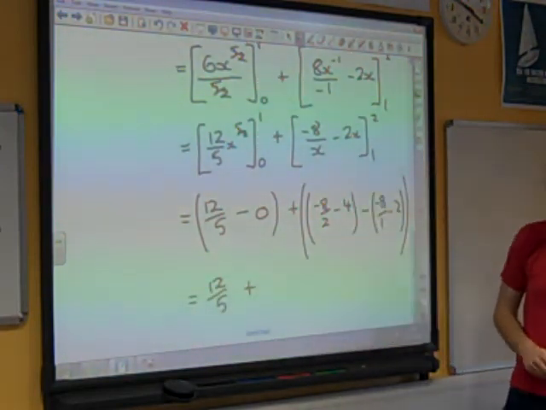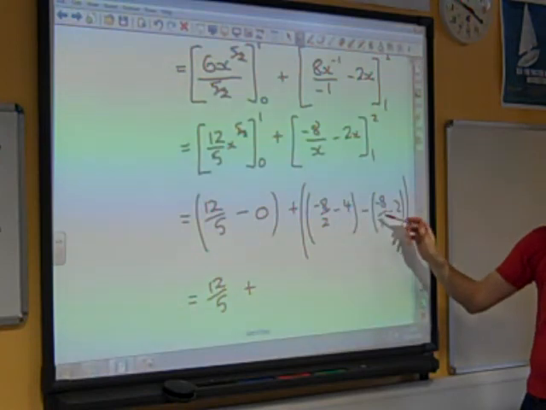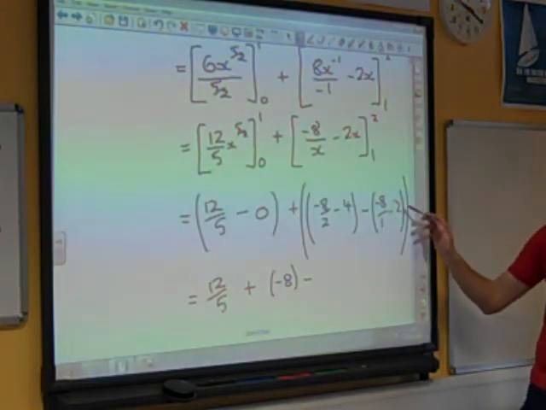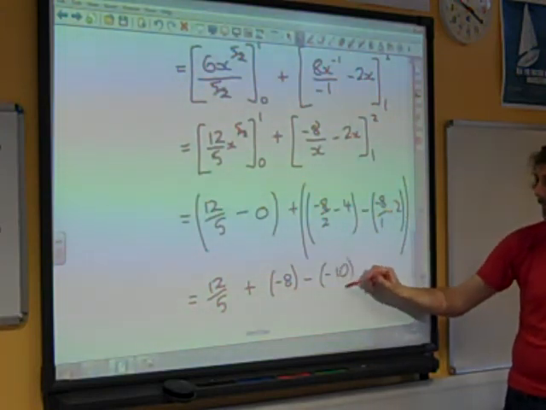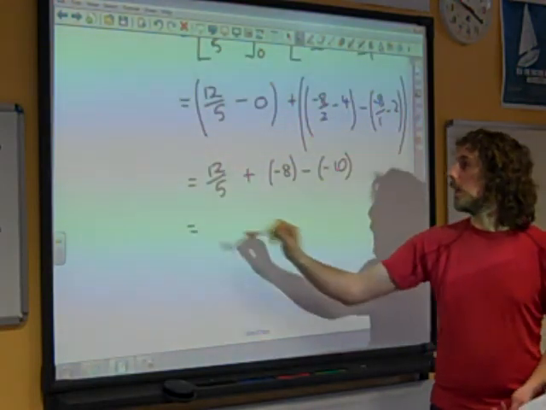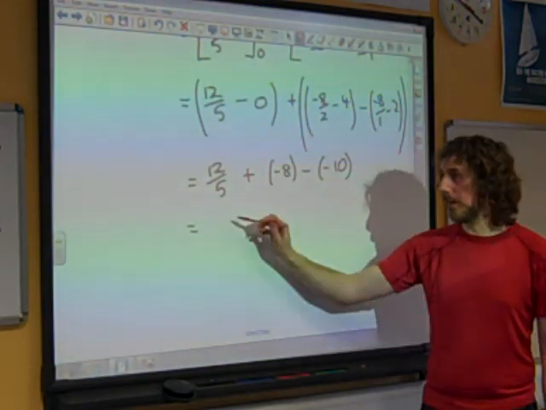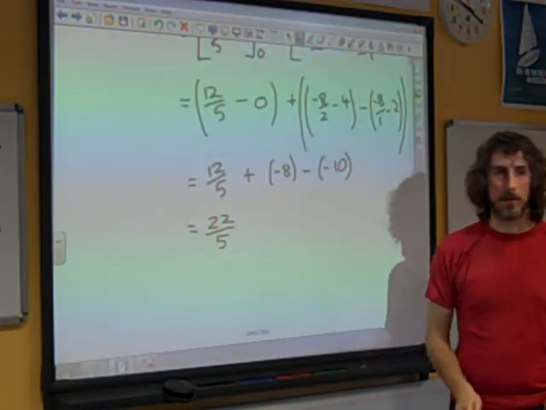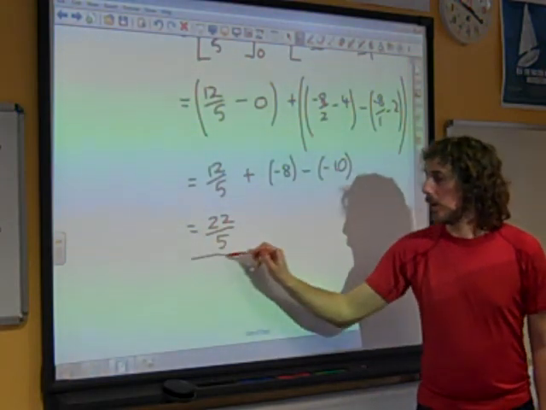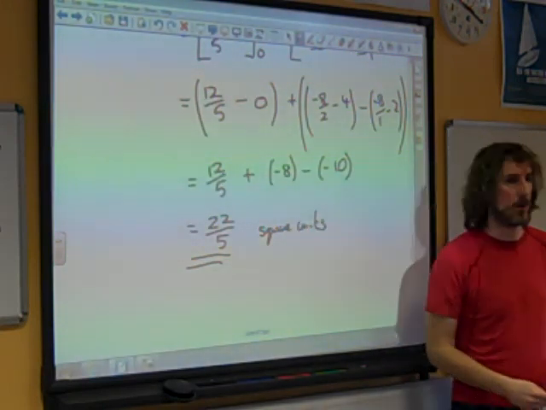My second integral, what have I got there? I've got minus 4, take away, over 4, so negative 8. And here I've got minus 8, take away, over 2, so minus 10. Take away that, and altogether I end up with 2 plus 12 over 5. So that's 22 over 5, or 4.4, I'm going to write it like that, square units, although we don't really mind if you don't put it in here.